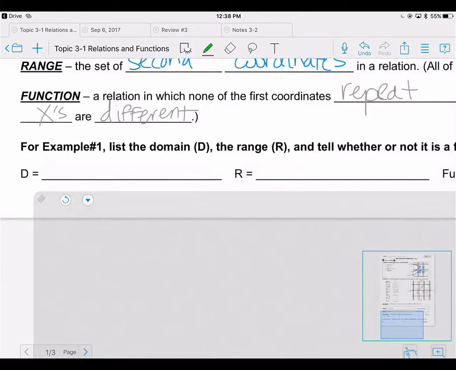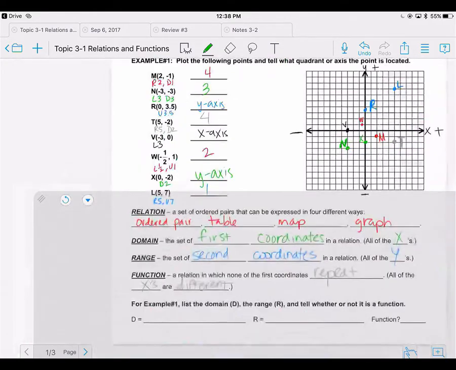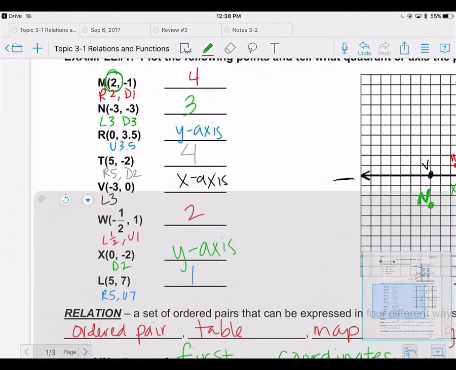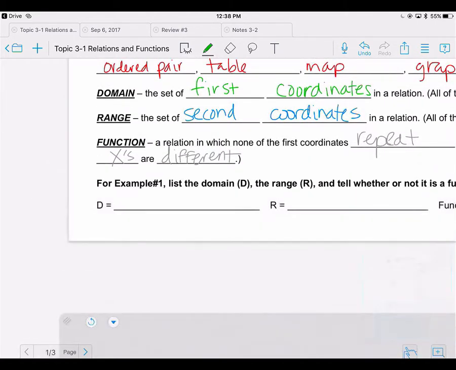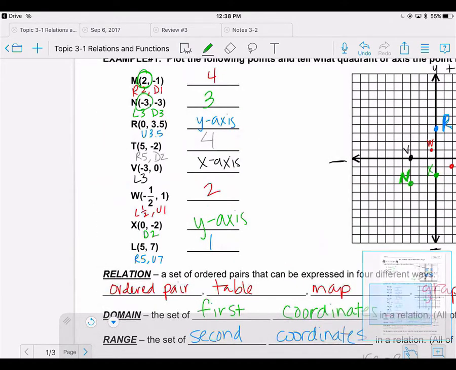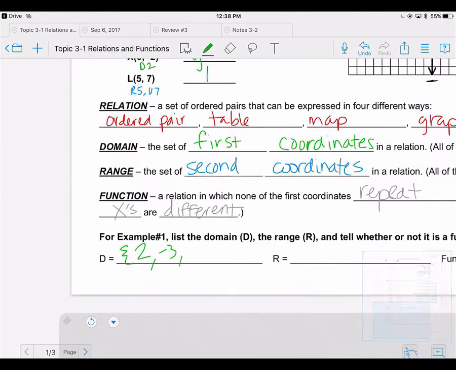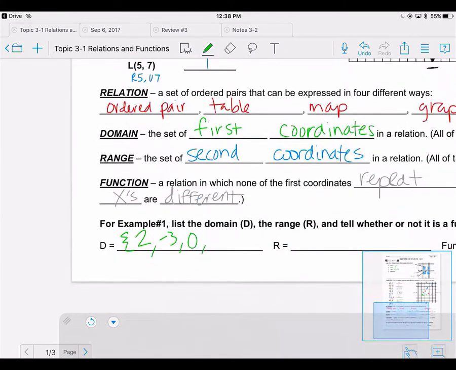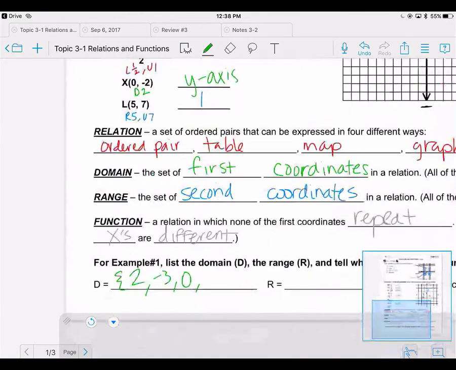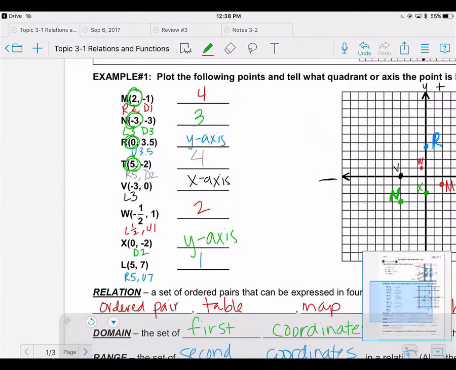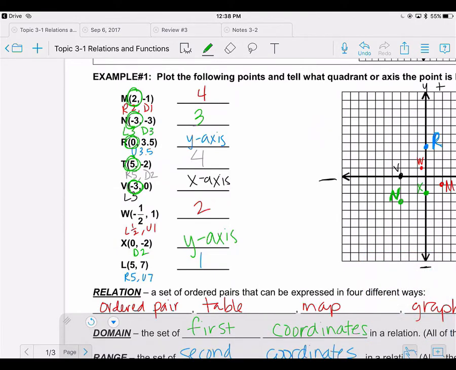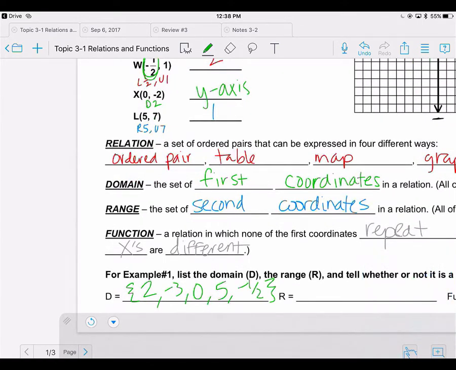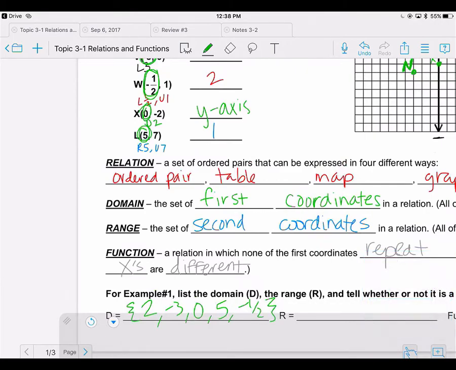For example 1, they want us to list the domain and the range. So remember, your domain is all of your x values. So we have 2, and you do have to put the braces. We have -3. We have 0. We have 5. We have -3, but we've already written it. In domain and range, you only write it once. We have -1/2. And then again, 0 and 5 are already written down.